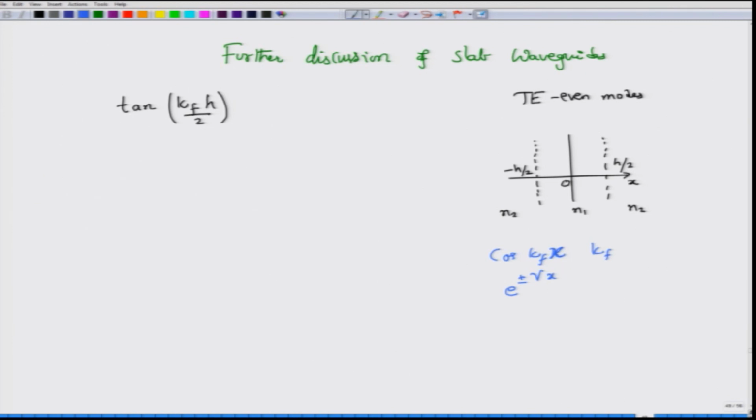And please remember, all our analysis has been done for what is called as symmetric waveguide. Symmetric waveguide means N2 on both sides is the same. Okay. We will mention a couple of points about asymmetric modes later on, but for the symmetric modes that we have considered, we have done a fairly systematic analysis to obtain the equations, the characteristic equation.